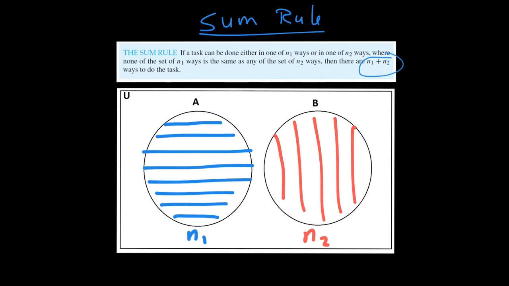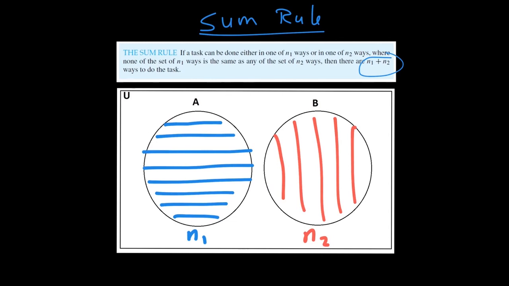You do all the tasks, and you count the ways to do the tasks in A, in one of them. You count the ways to do the tasks in B, in two of them. And so the number of ways to do either the tasks in A or B is n1 plus n2, again, where there's no overlap between the tasks.